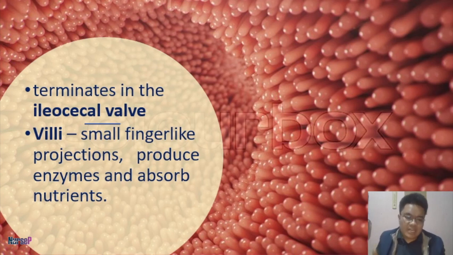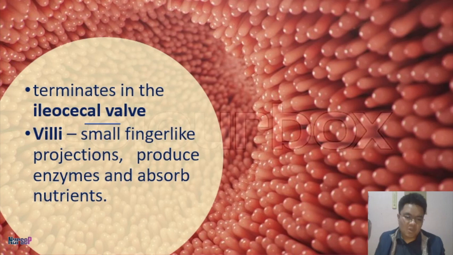Your ileocecal valve is the one that prevents the reflux of your chyme from the large intestine towards the small intestine. Because remember, after your small intestine, it will be the ascending colon. Hence, without the ileocecal valve, there is a tendency for your stool or chyme materials to go back to your small intestine. That's why it's referred to as a valve.